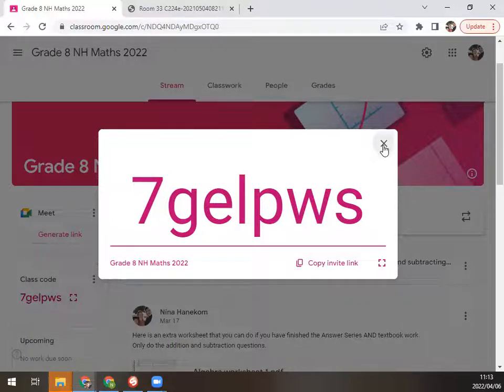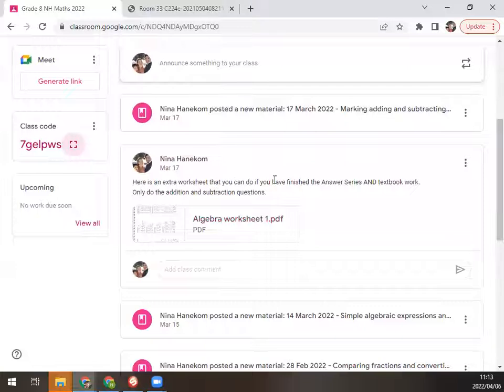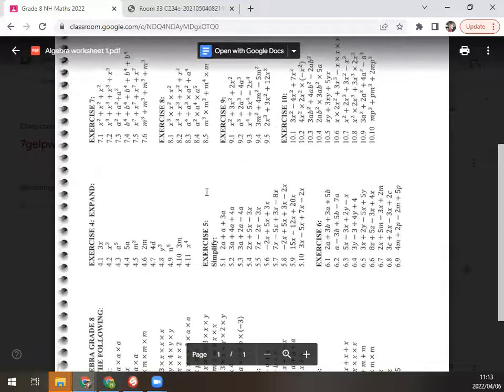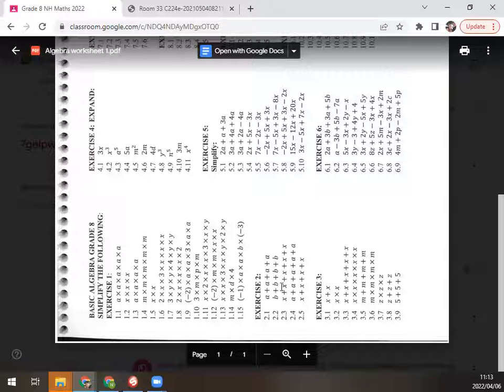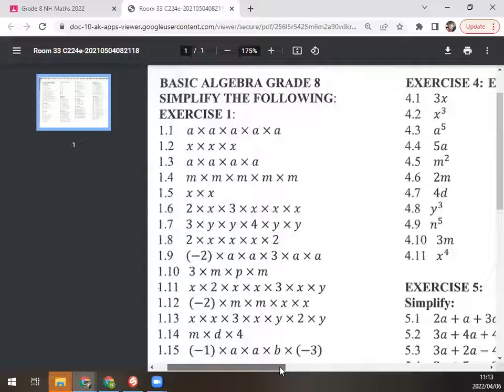Okay guys, I did post it on the stream, right? It says here, here's an extra worksheet that you can do if you have finished the answer series and textbook work. Only do the addition and subtraction questions. That now obviously has changed. It is this worksheet that I just showed you, but you are doing 1, 2, 3, and 5. I will keep it on the board here, exercise 1.